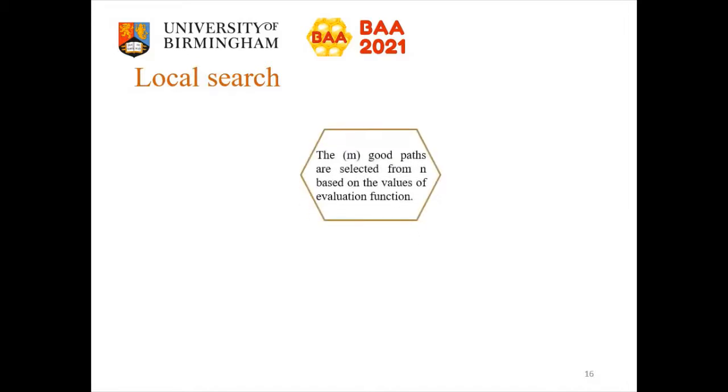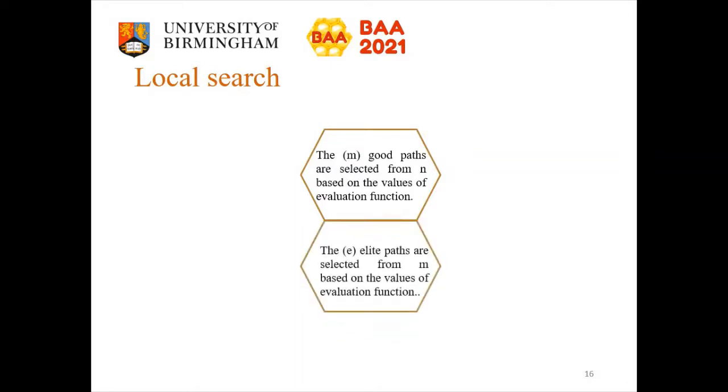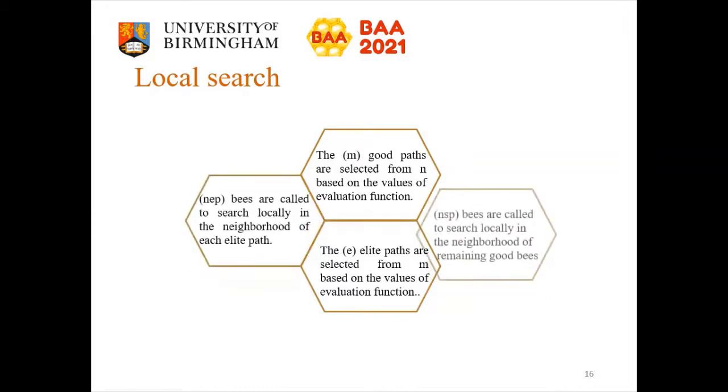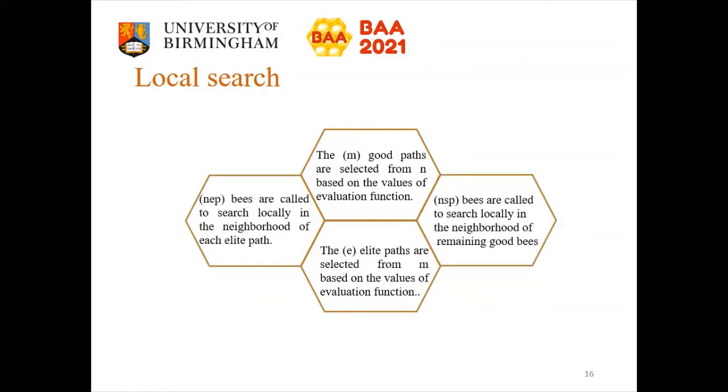After that, the local search. The m good bees in the population are selected based on their lengths, and the elites among them are determined. NEP bees are called to search locally in the neighborhood of the elite paths, and NSP for the remaining m-e good bees. However, NEP should be greater than NSP.